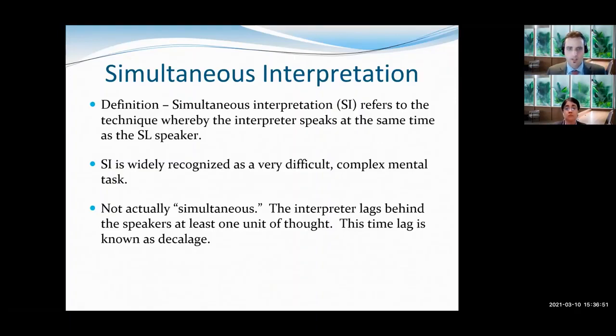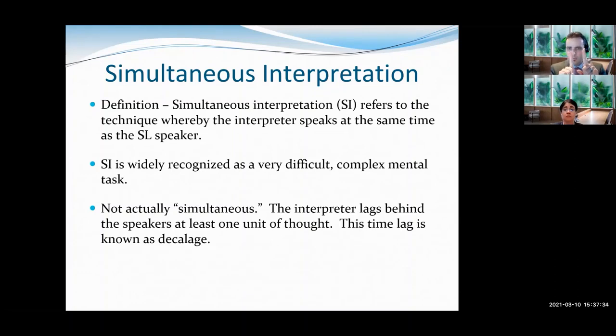Obviously, it's recognized very generally as being a difficult, complex mental task. Of course, it can be stressful and challenging, although I would say that it's not as difficult as consecutive. It is important to mention that it's not actually simultaneous. It's pretty close to simul, but it's not actually simul. The interpreter lags behind the speaker at least 1 unit of thought. There's a little bit of lag time because I've got to hear what they say and process it. If the original speaker is here where this finger is, there's a space, you see where my second finger is? I'm maintaining a sort of constant space. I keep up with them.